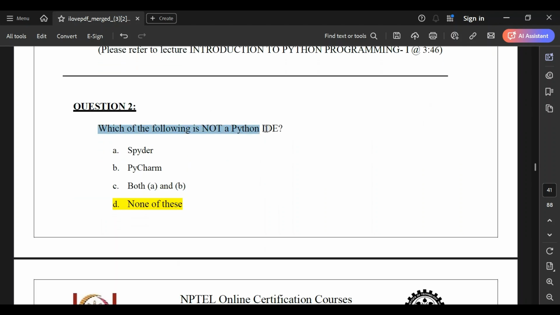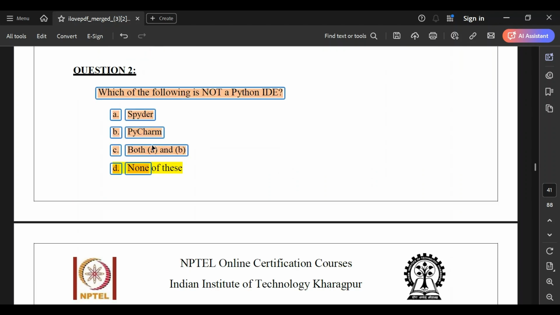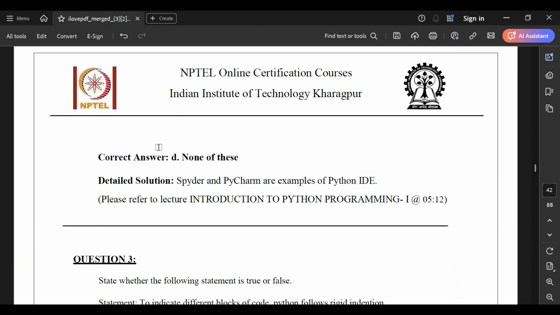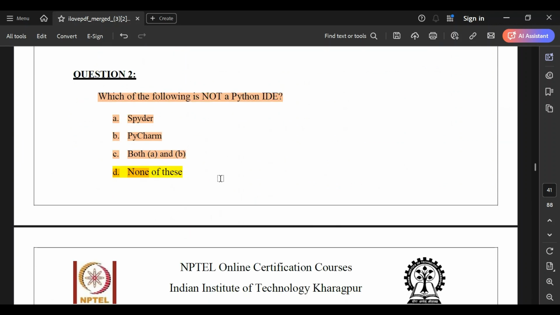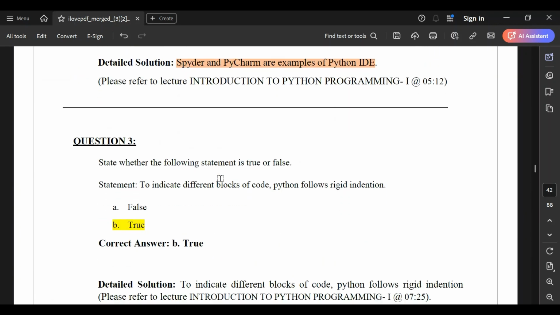Which of the following is not a Python IDE? So you can see Spyder and PyCharm are examples of Python IDEs. So it is asking for the one that is not, and there is nothing like that which has been given.